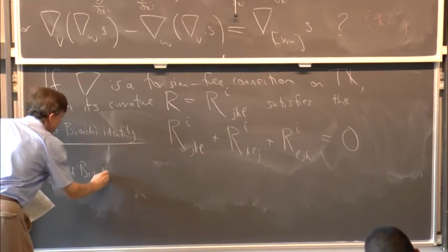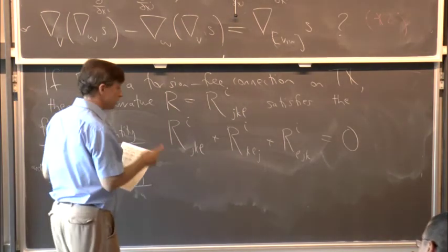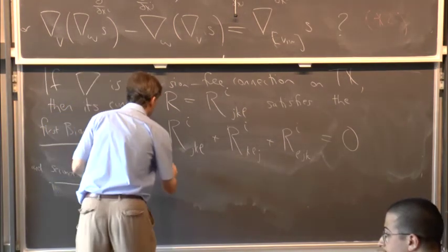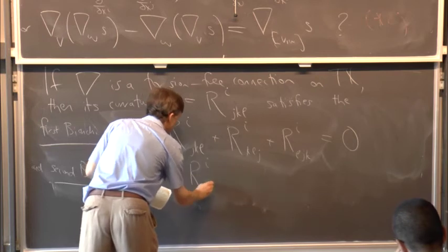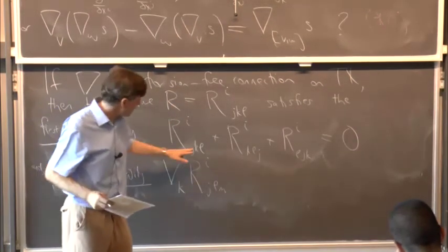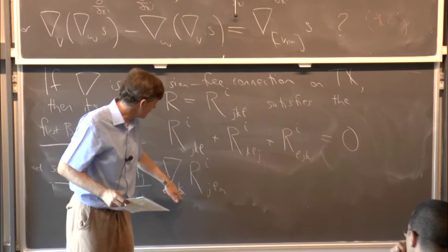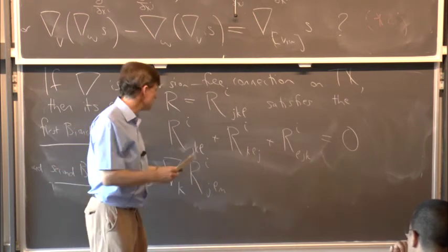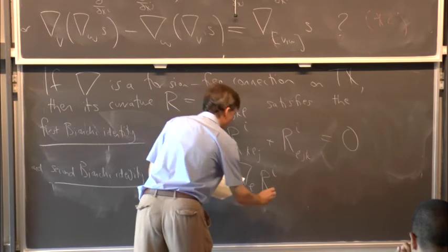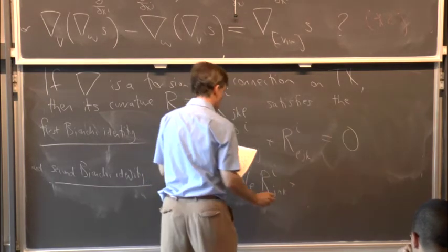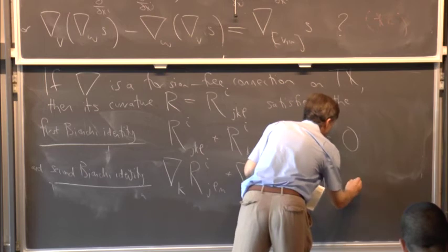Bianchi identity, which now is going to involve the derivative of R using the connection nabla. So nabla_k R^i_{jlm}. So in this formula, the first two indices, the i and the j, are going to stay where they are. We're going to cyclically permute over the three indices, this derivative here and the last two. So this plus nabla_l R^i_{jmk} plus nabla_m of R^i_{jkl} is equal to zero.